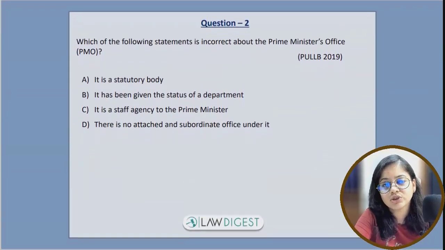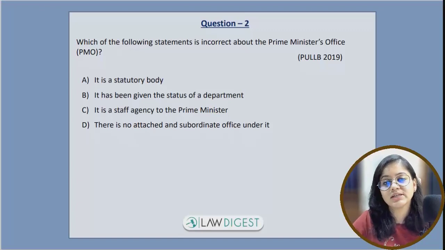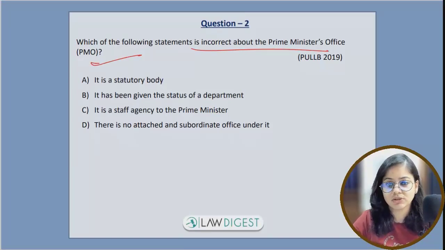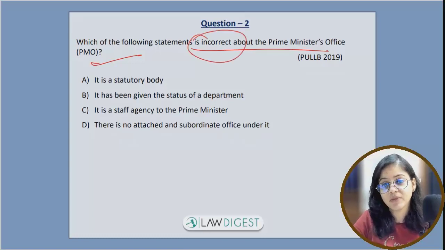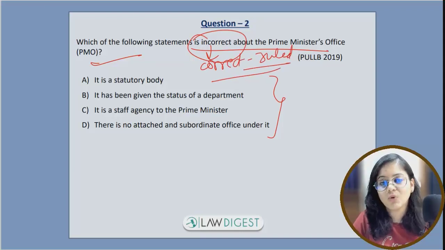Then coming on to question 2, which of the following statement is incorrect about the Prime Minister's office? PMO के बारे में इनमें से कौन सी statement incorrect है? So incorrect meaning that we have to identify कौन सी statement गलत है. तो सबसे पहले हम देखेंगे जो statement correct होगी that will be ruled out. So don't get confused in such questions. We have to keep these small things in mind. So let's start with the last one.